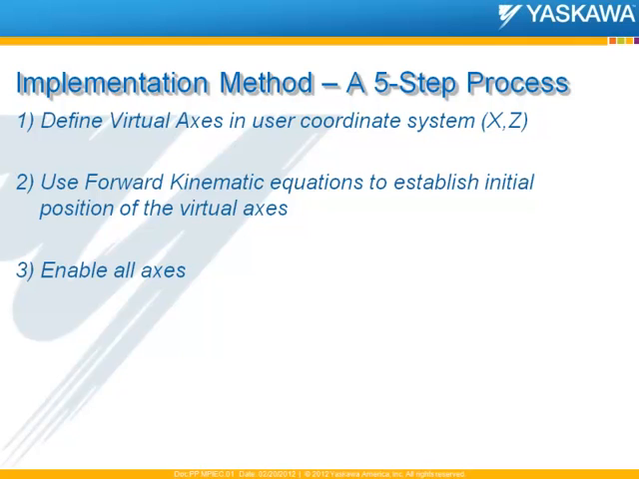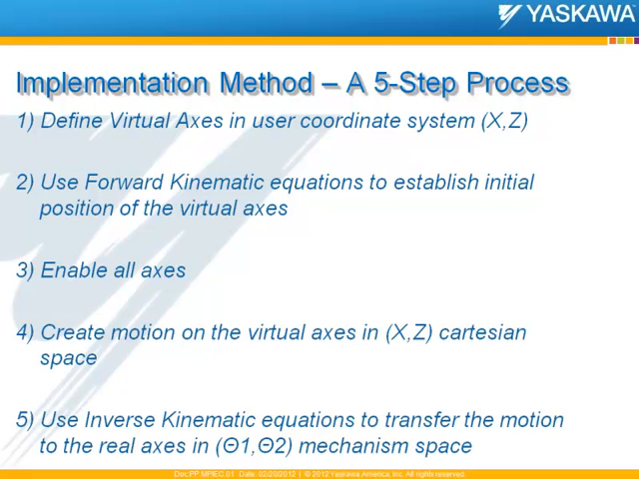All right, so overall, implementing this kinematic solution is a 5-step process. First of all, we define virtual axes in the user Cartesian coordinate system. Then we use the forward kinematic equations to set the initial position of those. We make use of the absolute motors. Virtual axes don't have any absolute position, and even anytime you disable the axis, it's probably going to fall or move somewhere. So we have to reestablish our virtual axis position, and then we can enable everything.